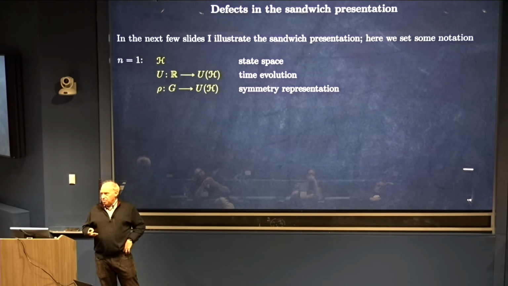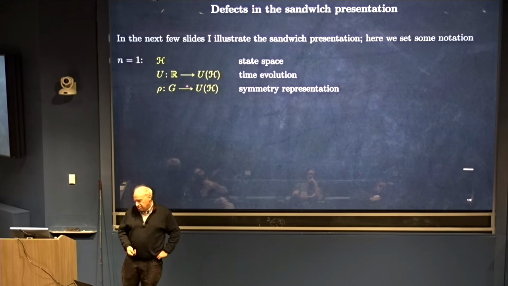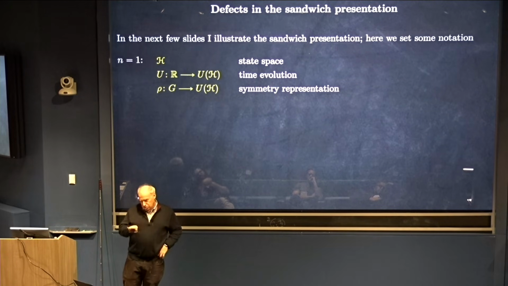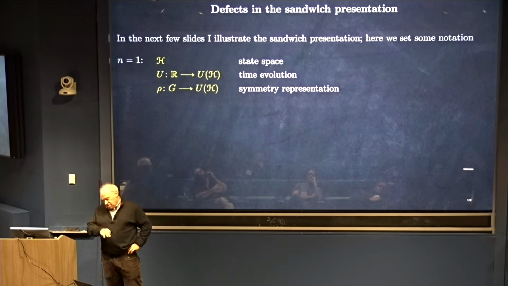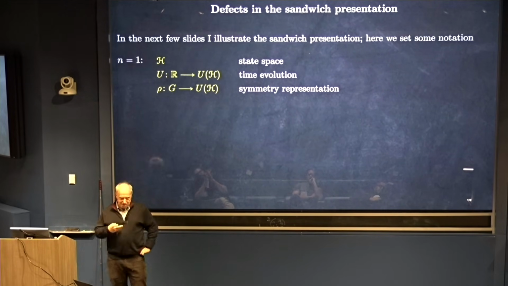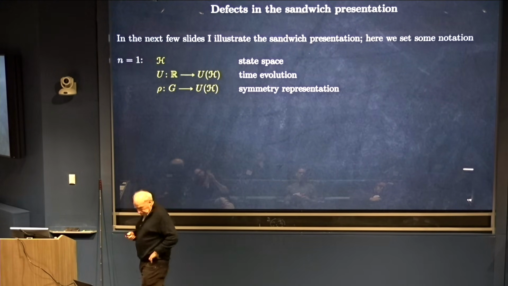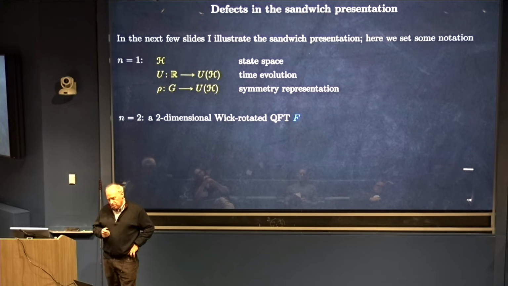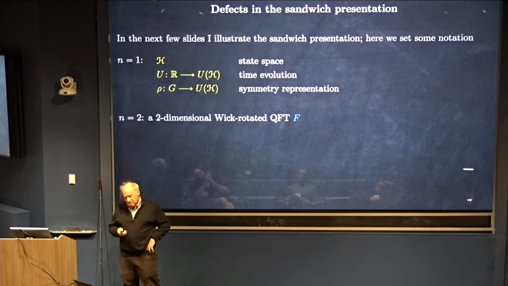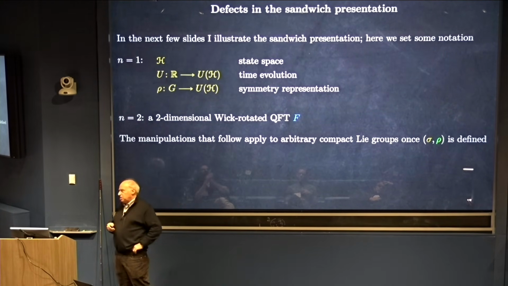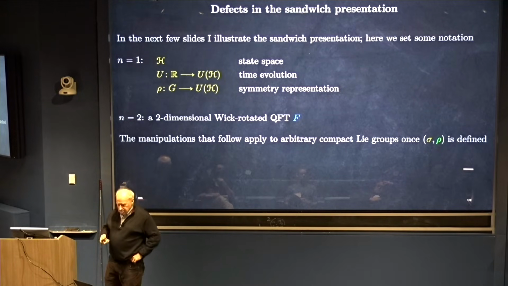And now we want to talk about quantum mechanical systems with a symmetry. And so we also have a unitary representation of a finite group. Now the calculations I'll show you on these next slides are fine for the finite group, but they will be the same if we have a compact Lie group once we get the theory in place. Okay, for n equals 2, we could have just a two-dimensional, as I said, Wick-rotated field theory. Okay, so that's what I just said, that the manipulations will apply for compact Lie groups.